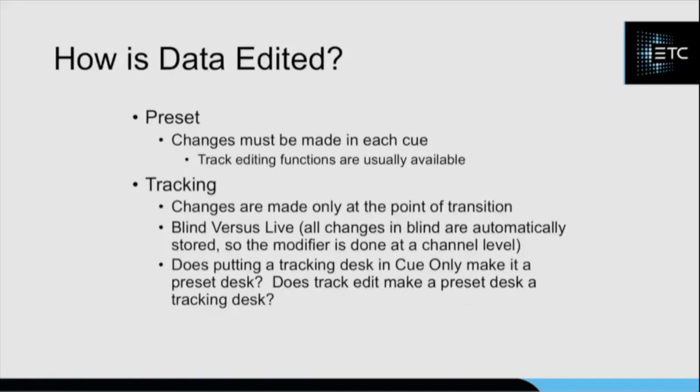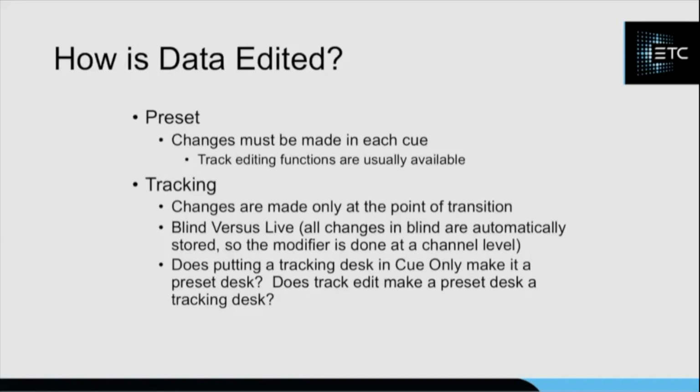So then the last thing that you really have to choose is how is the data going to be edited? Is it going to be a preset style desk so that every change that I make, I have to make in each queue that I want to make it? Is it going to be a tracking system where I make a change and that change will propagate forward to the queue list until a transition is encountered? Again, all desks are going to have an option for letting the desk work the other way, kind of. It's worth noting that in EOS, this is not true of all tracking systems.